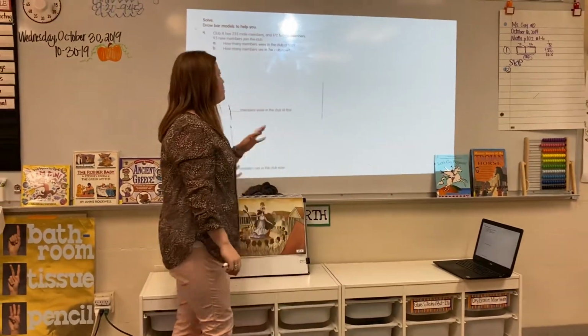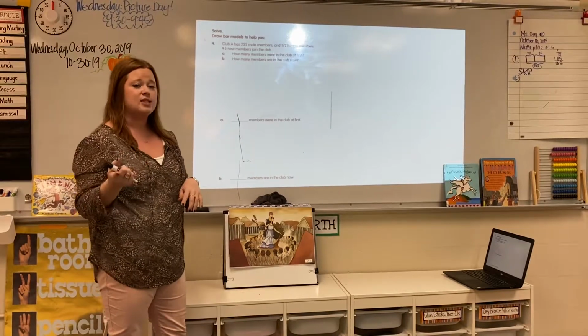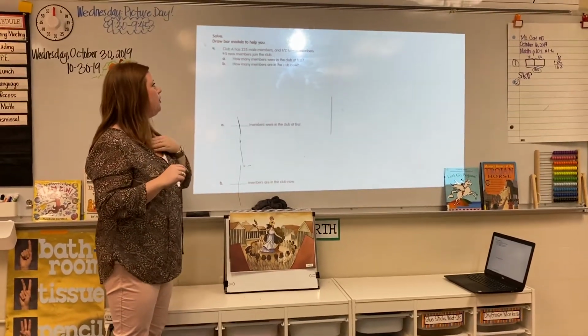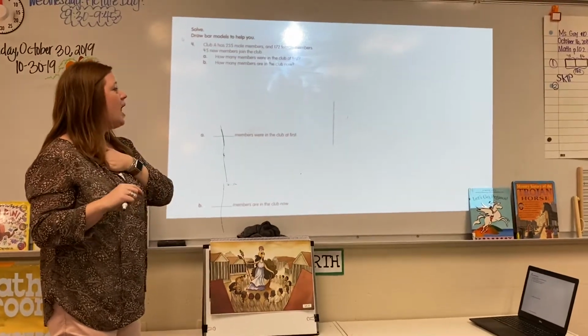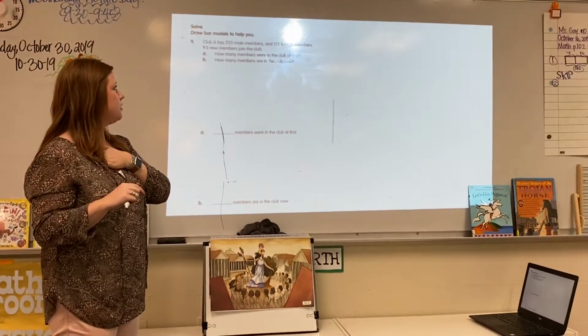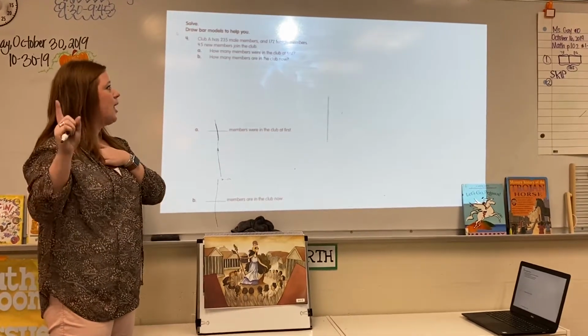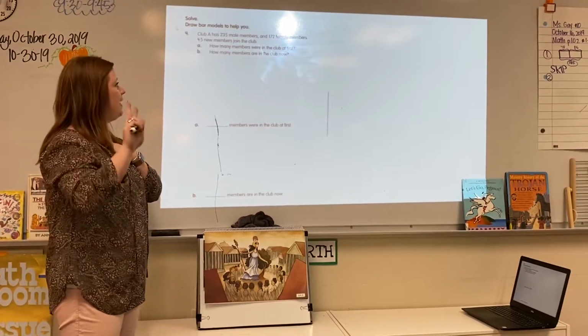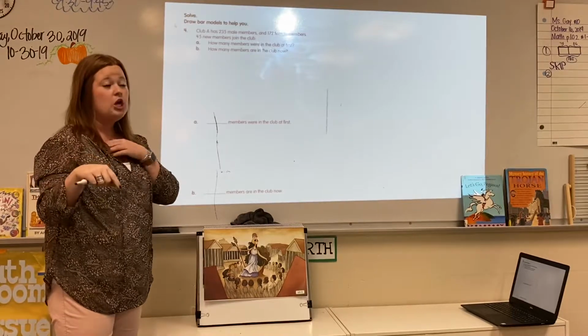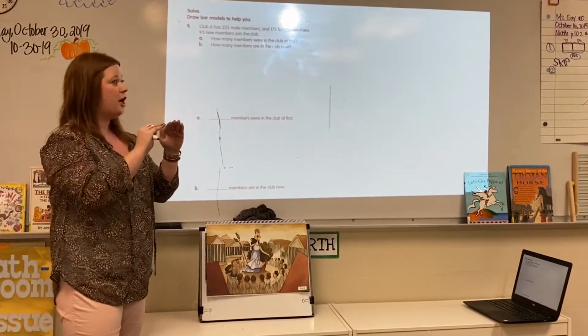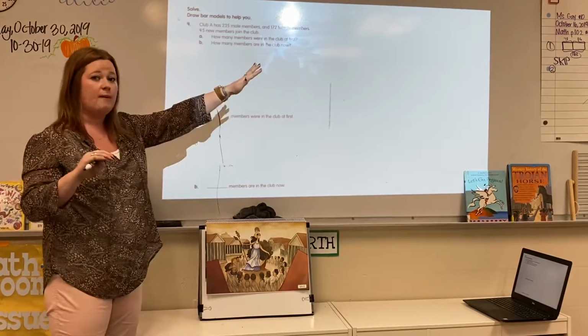The last one is tricky, and it's the 2-part problems, and that's what you're going to see on homework tonight. Club A has 235 male members and 172 female members. 45 new members joined the club. How many members were in the club at first is part A. Part B is how many members are in the club now. So before I even look at part B, I've got to solve part A. And that's how many were in the club at first.